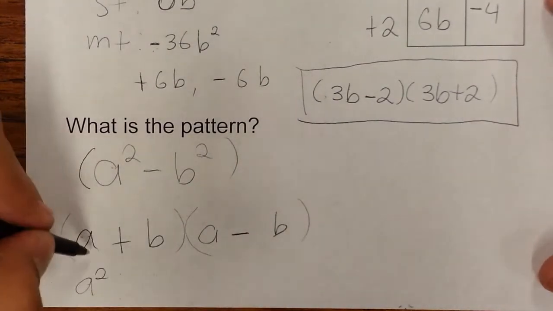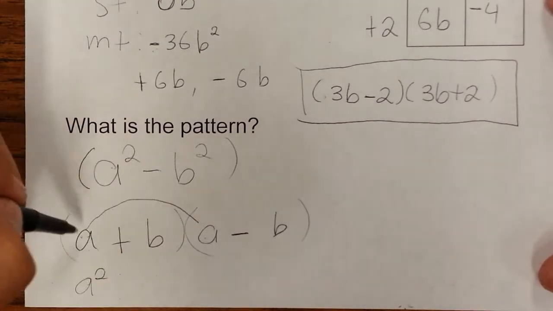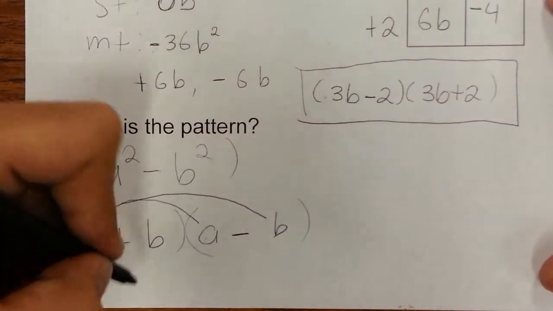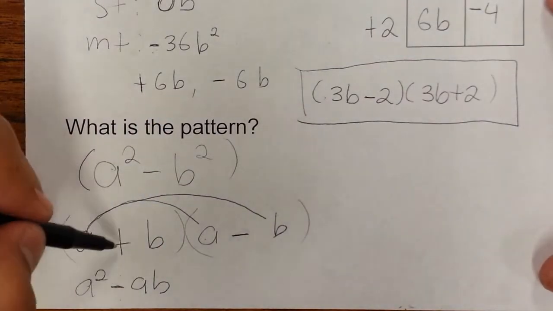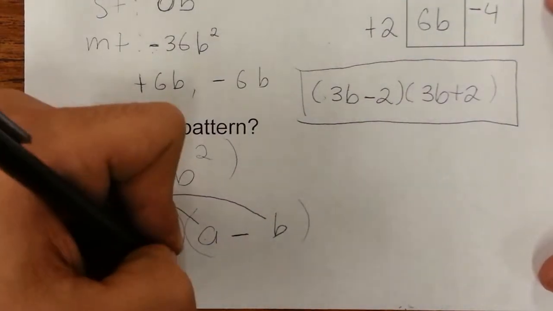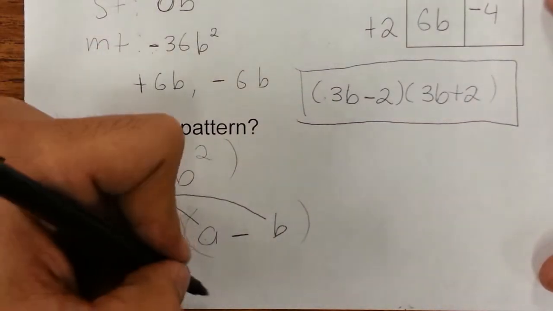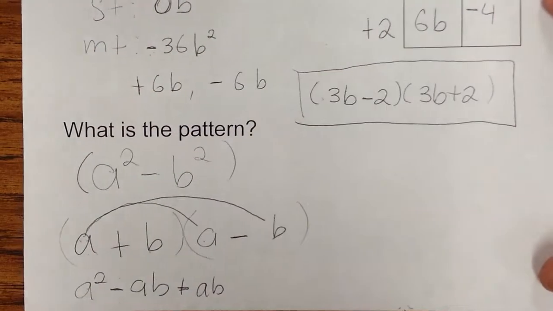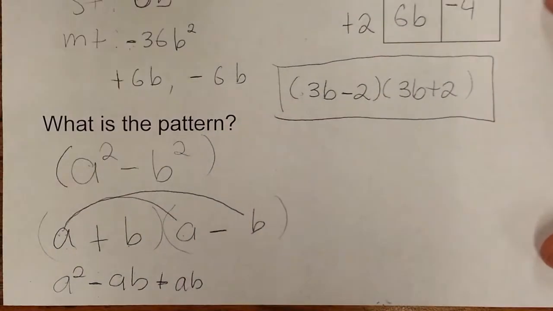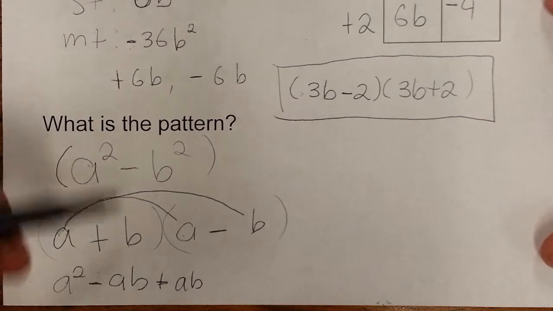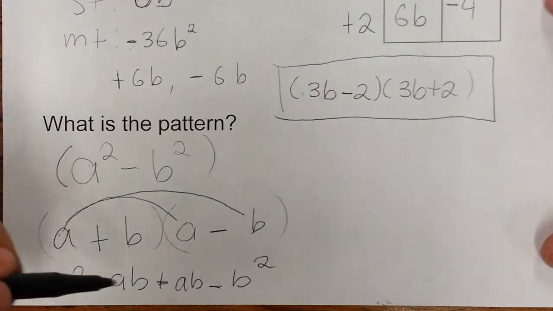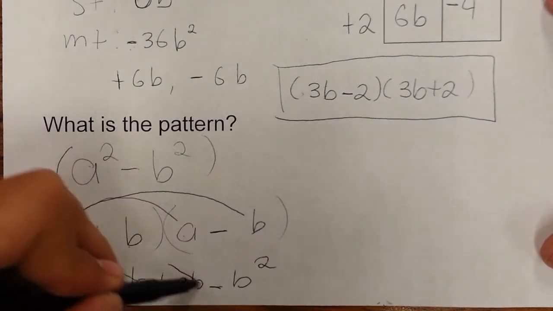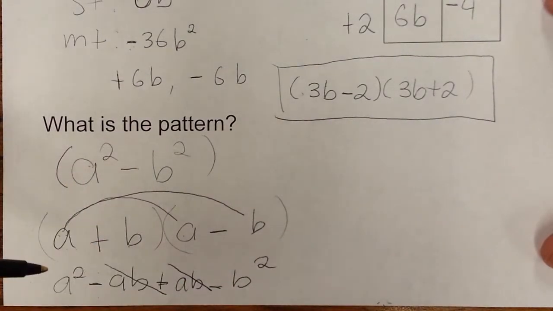Now let's make sure we've got a times a is the a squared. A times negative b makes our negative ab. And then I've got a positive b times a. Positive b times a can be rewritten as a times b, since order of multiplication is commutative, it doesn't matter. We've got a squared minus ab plus ab. And then we've got a positive b times a negative b makes a negative b squared. Notice, we've got zero pairs right here. And we ended up with our a squared minus our b squared.